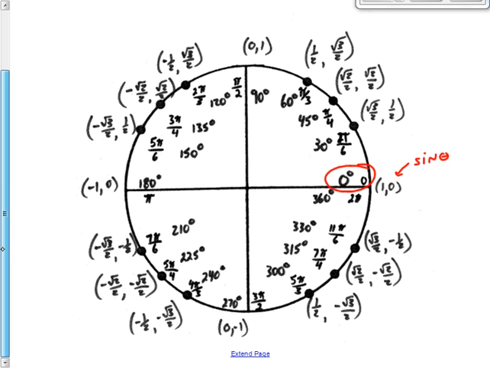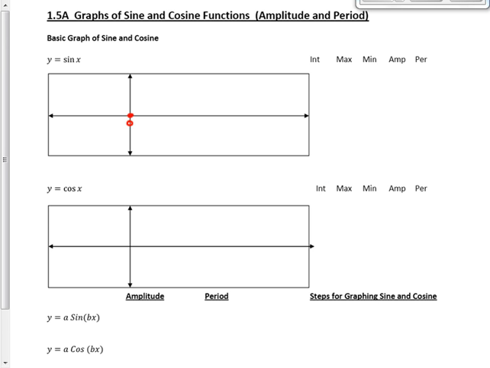When I go to the graph, another key point on here would be up here at 90 degrees, except we're going to use the radians portion of that, which is pi over 2. And the sine value at pi over 2 is equal to 1. So I'm going to go here. I'm going to make a spot where pi over 2 would be, and we're going to label it pi over 2. And at pi over 2, this graph is going to be up at 1. Okay, so I have that point there.